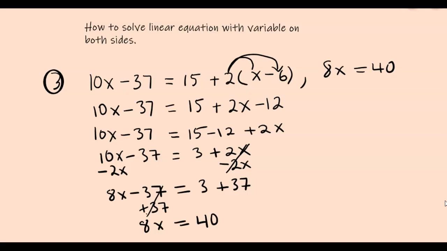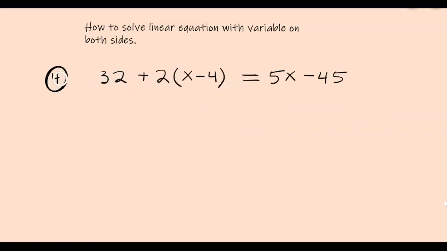We divide. One number times 8 will give us 40. And basically we are dividing because it's multiplying. And 40 divided by 8 is 5. That's it, we are done.